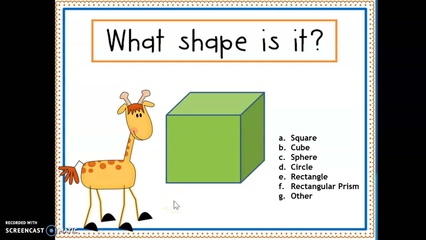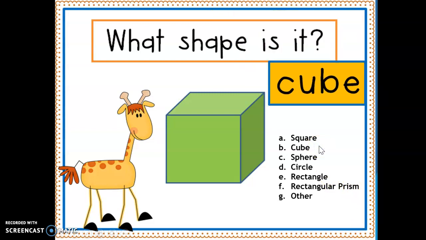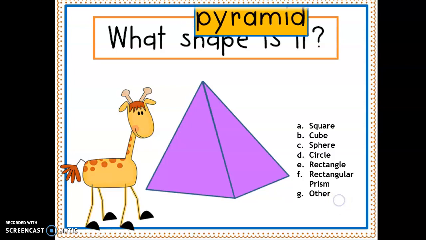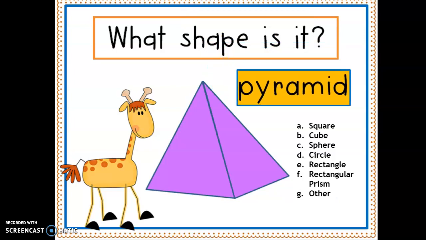So here we go. We have another solid three-dimensional shape, like a dice or sometimes a tissue box. What do you think it is? If you said B, cube, you are correct. How about this one? It is three-dimensional. If you said G, other, it is a pyramid.